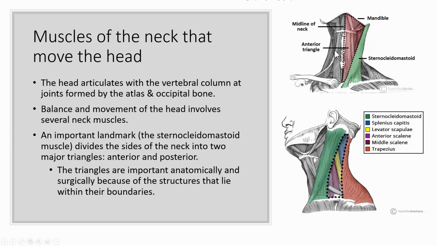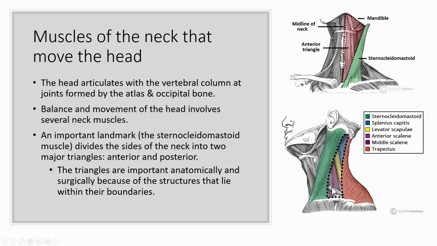And if we look down here, this is the posterior triangle. Again, its borders are going to be the sternocleidomastoid muscle, the clavicle, and the trapezius. Some of the muscles we're going to find within there are the splenius capitis muscle, the levator scapulae muscle, and then our scalenes. Now, this muscle right here actually spans both triangles.